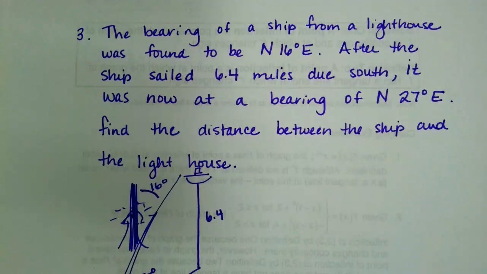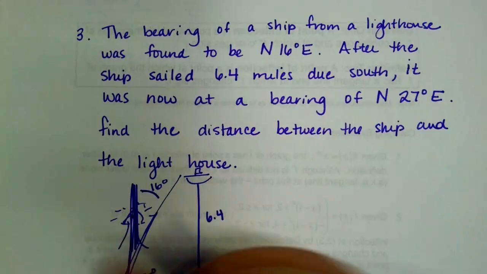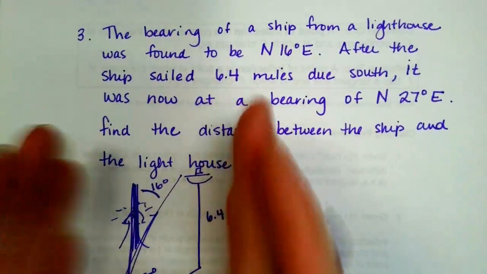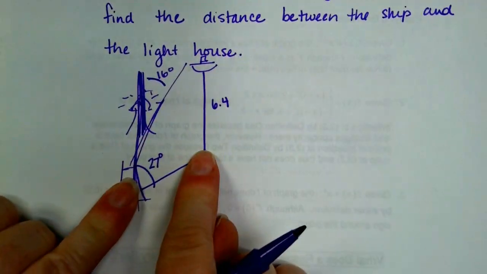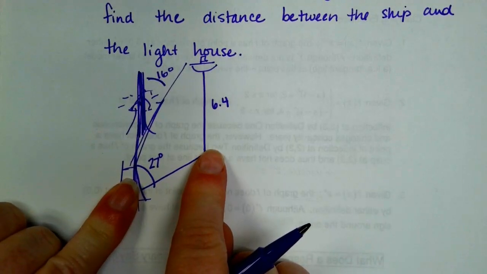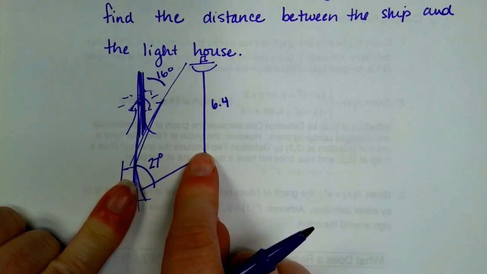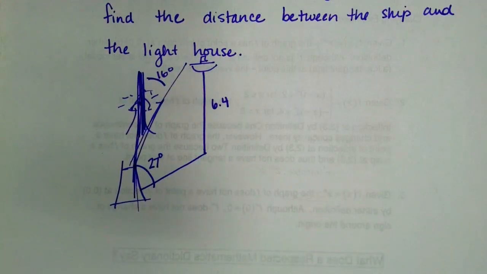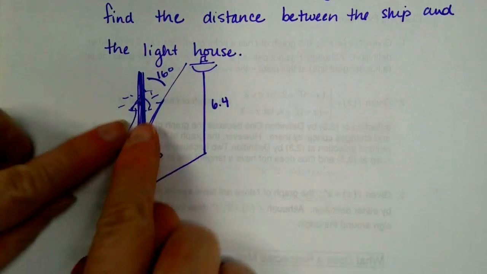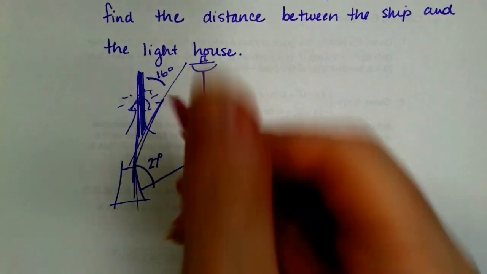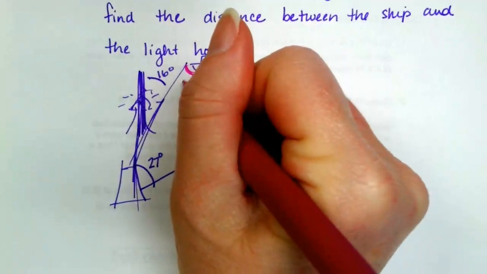Well, the 27 is inside of the triangle, and the 16 degrees is not inside the triangle. It's outside of the triangle. But these two lines are parallel to each other. So you have these two lines right here parallel to each other. So you have two parallel lines cut by a transversal, if you remember that from geometry. So even though this original 16 was outside the triangle, this measurement right here is also 16.